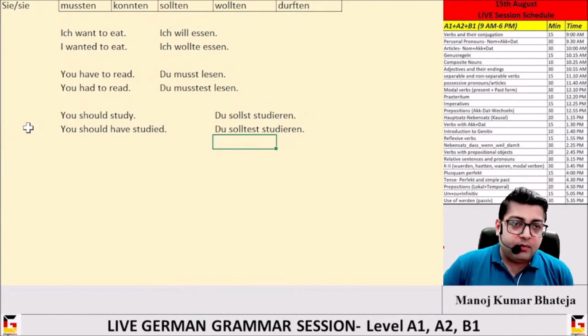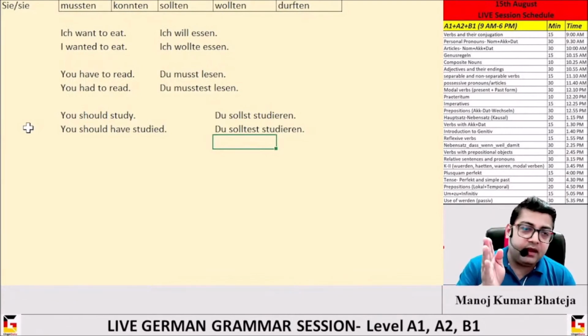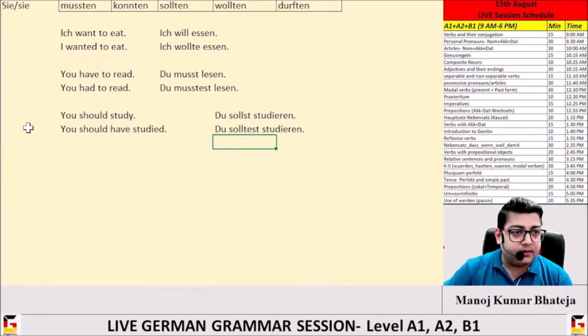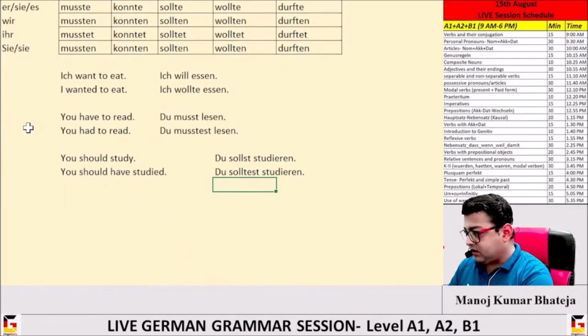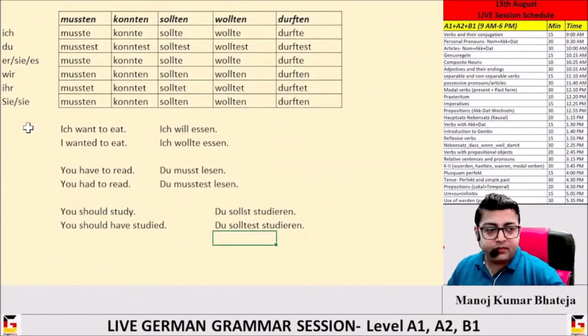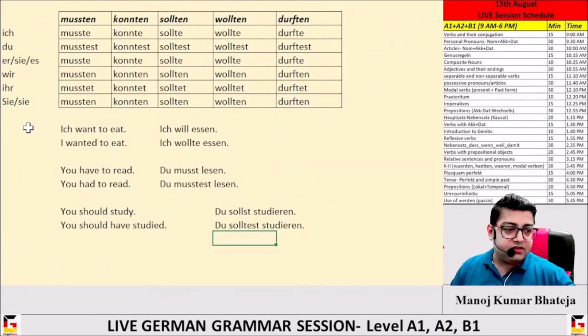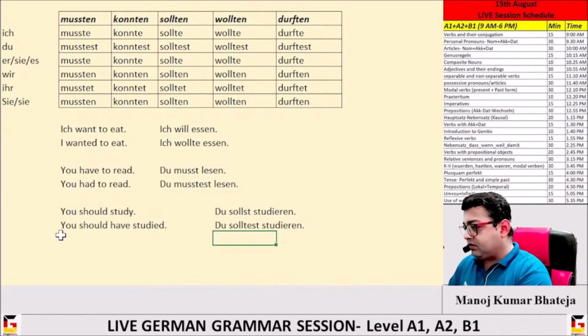Wir müssen nicht mitkommen. That's correct. The rule remains the same. Second position modal verb, and in the end we have the infinitive verb. Okay. Thank you. This was all about modal verbs. The next topic which we have is imperatives, which was supposed to be started by 12:25, and we couldn't do it because of practice.